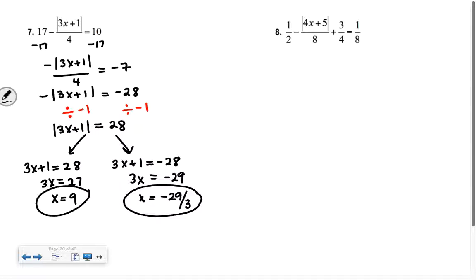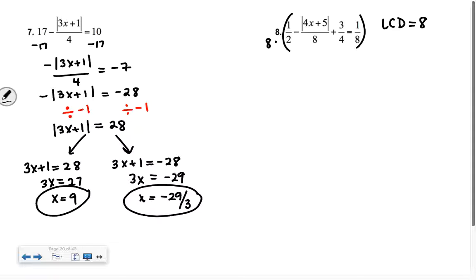All right, so this next one, it looks pretty messy, doesn't it? Do you think we can make it look nicer? You guys remember that trick I taught you? So let's clear the fractions. Let's multiply through by the least common denominator. So our least common denominator is 8. So we're going to multiply both sides of the equation by 8.